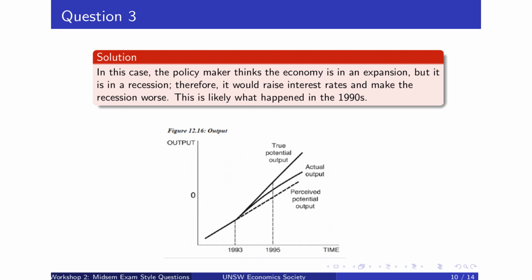The figure displays 3 curves. The first curve represents the true potential output of the economy. The second curve depicts the actual output of the economy. And the third curve is the perceived potential output of the economy. Curve 3 is what we believe the potential output of the economy to be.